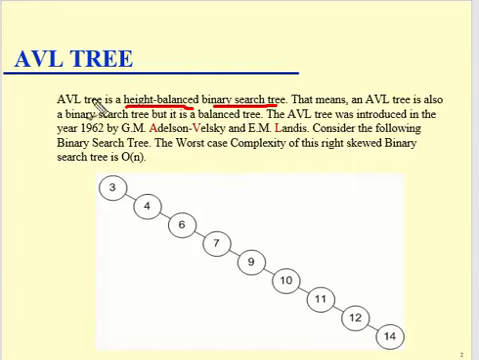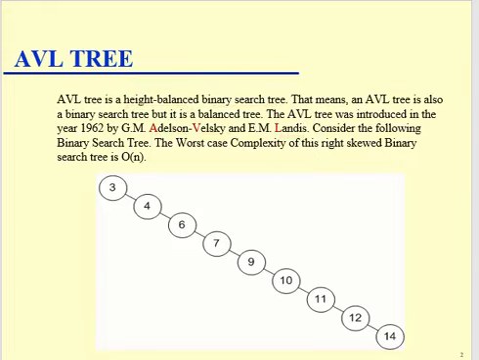Now what is the full form of this? It was introduced in the year 1962 by Adelson-Velsky and E.M. Landis. So A is from Adelson, V of AVL is from Velsky, and L is from Landis. That is the full form of AVL tree.